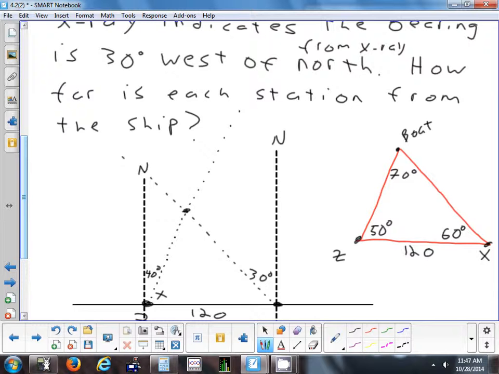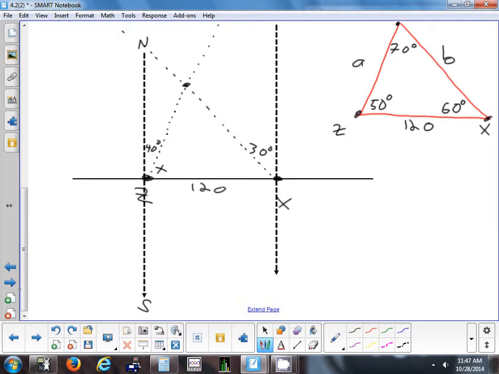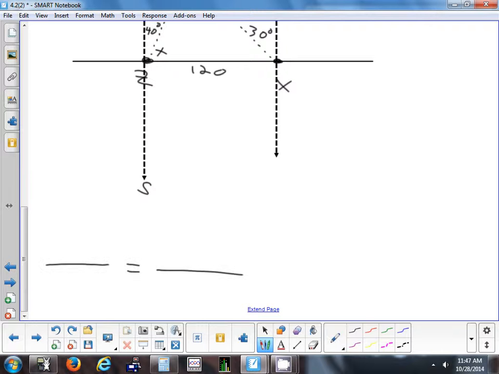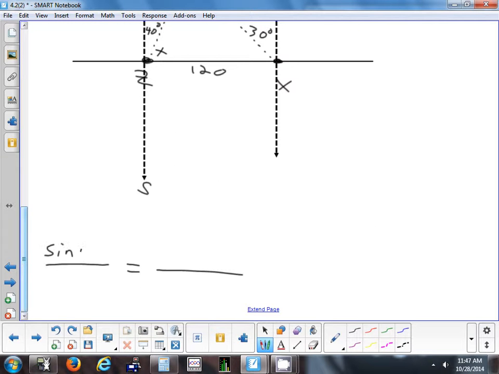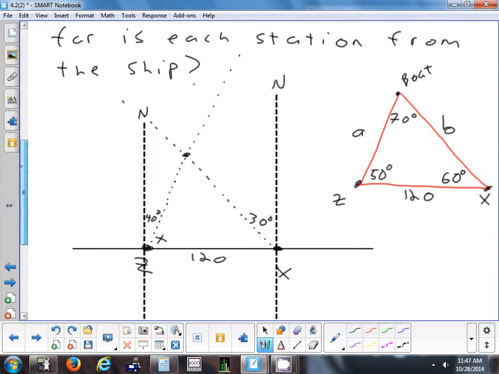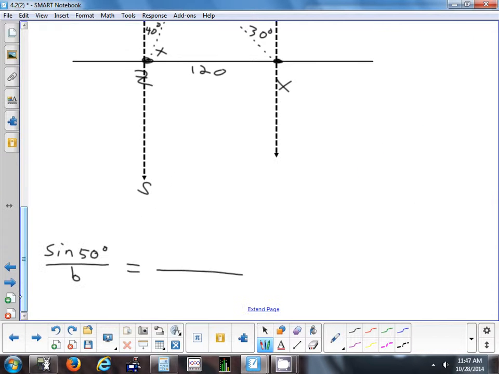Okay, and let's do our setup to find, we could call this side A. We'll call that side B. Let's set up our proportion. Okay, what can I put on one side of the proportion? Sine of? Sine 50 over B. Sure, that's good, sine 50 over B. Equals, what would go on the other side? Sine 70 over 120.